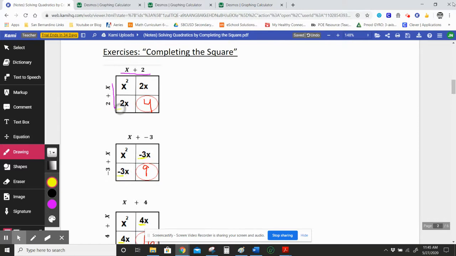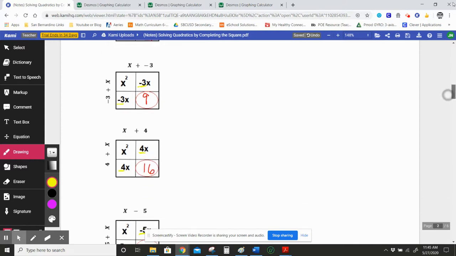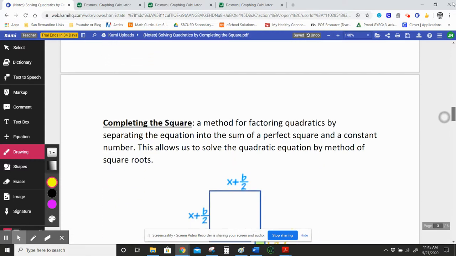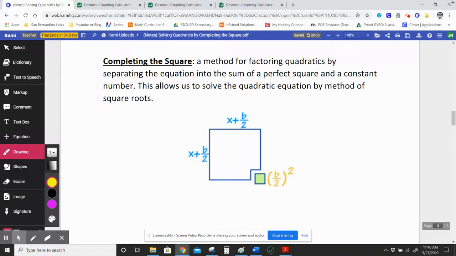So we're going to need to use this in a little bit because that's exactly one of the steps when using completing the square. This is actually completing the perfect square as we speak. So these are the steps. I'm going to pause for a minute after this quick definition. Completing the square is a method for factoring quadratics by separating the equation into the sum of a perfect square and a constant number. This allows us to solve the quadratic equation by the method of square roots.